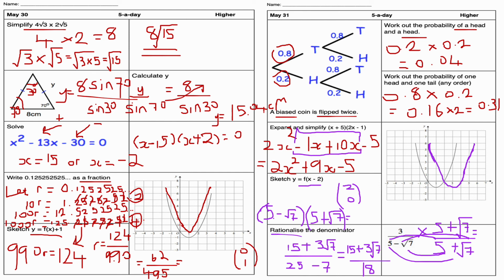Rationalize the denominator means get rid of any surd or surds on the denominator, the bottom part of my fraction, and that's how to do it. So we times it by 1, in this case 5 plus root 7 over 5 plus root 7. That's how I get my answer.